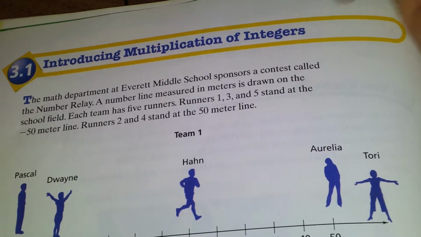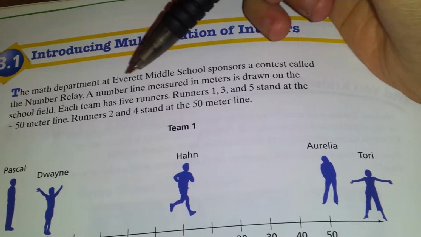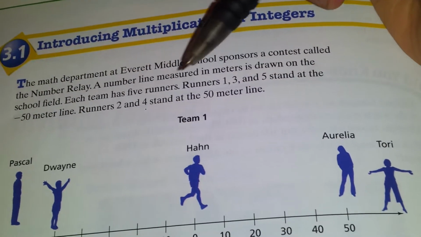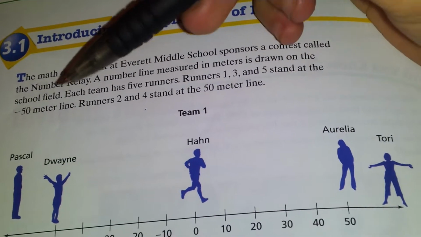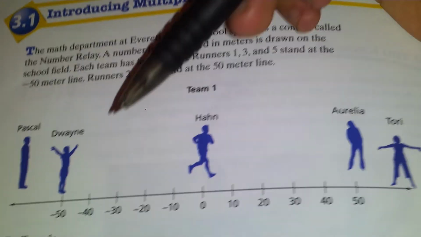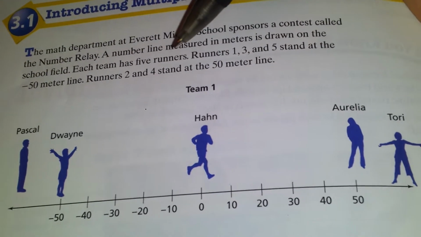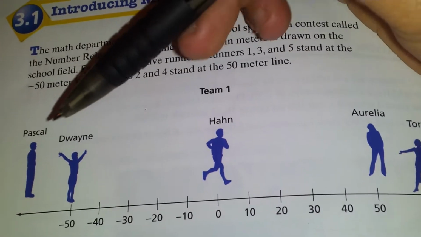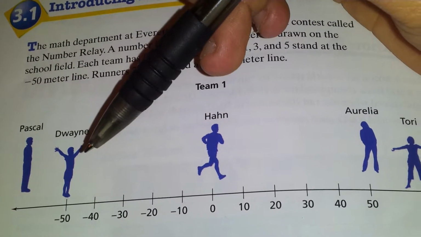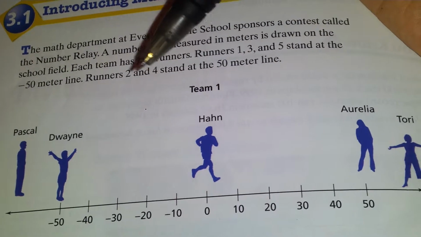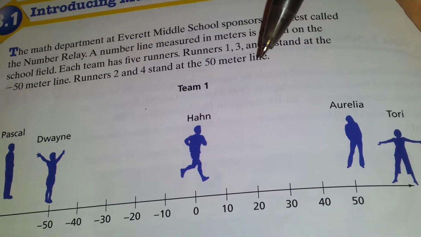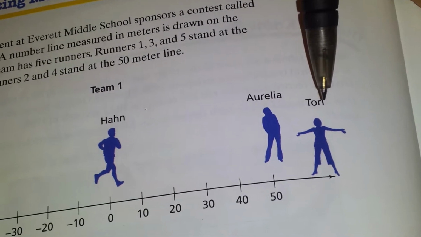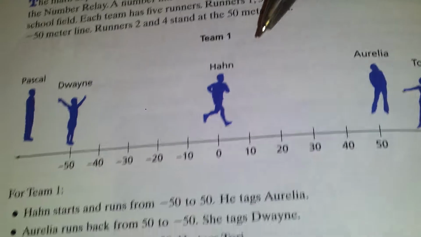Introducing multiplication of integers. The math department at Everett Middle School sponsors a contest called the Number Relay. A number line measured in meters is drawn on the school field, kind of like a football field. Each team has 5 runners. Runners 1, 3, and 5 stand at the 50-meter line. That's Pascal and Dwayne, it looks like here. Runners 2 and 4 are standing at the 50-meter line. It looks like Aurelia and Tori are there at the 50-meter line. Han is in the middle.